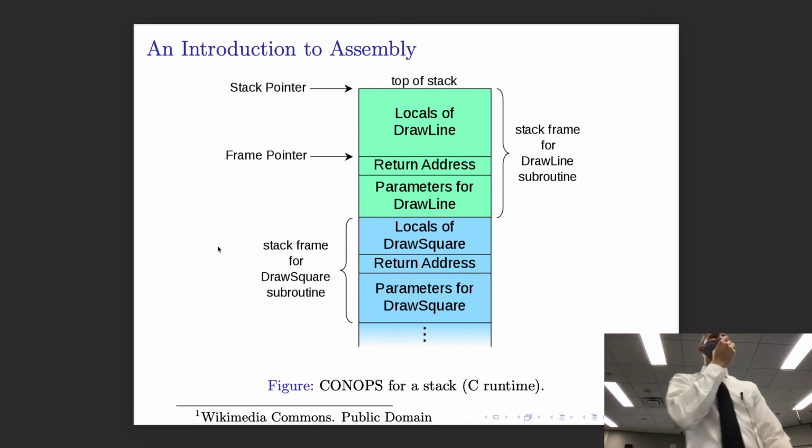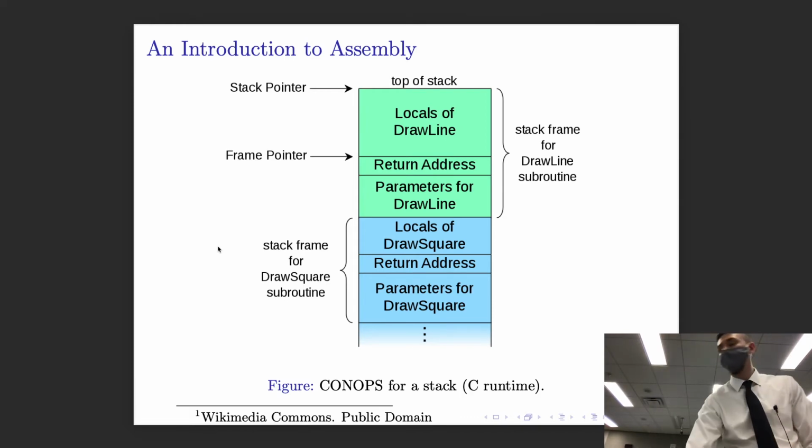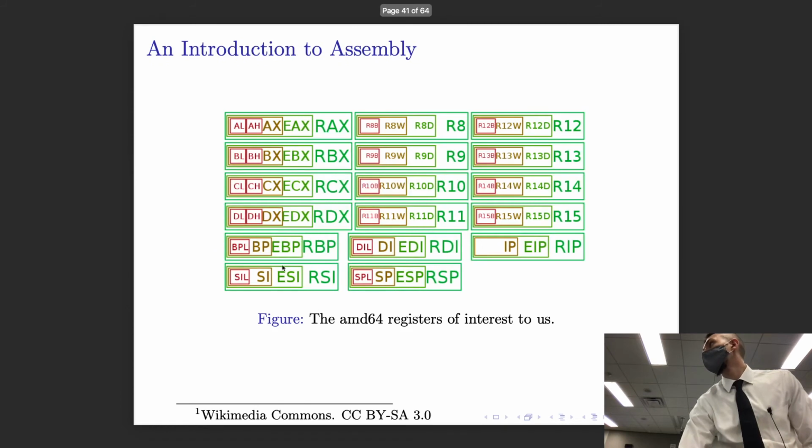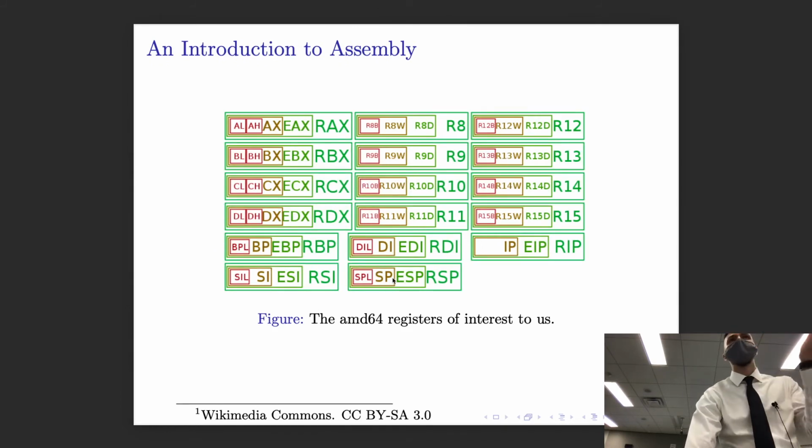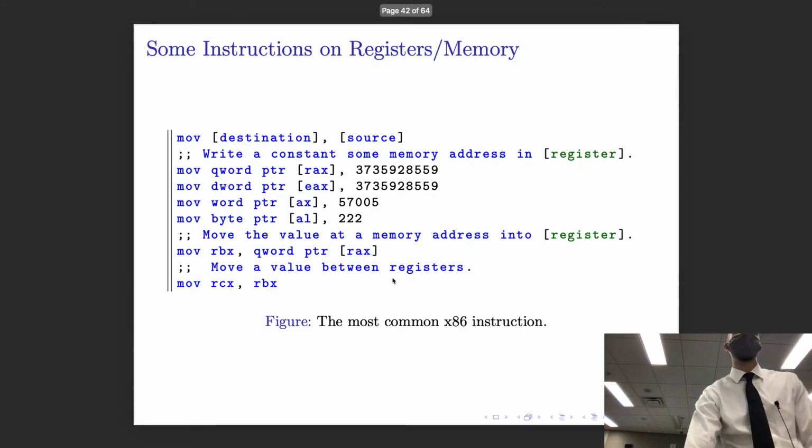The stack pointer is a register, so it's RSP. Maybe I'll go back to this diagram. RSP is the stack pointer, the register that's always pointing at the top of the stack, unless you do something really weird, which happens.